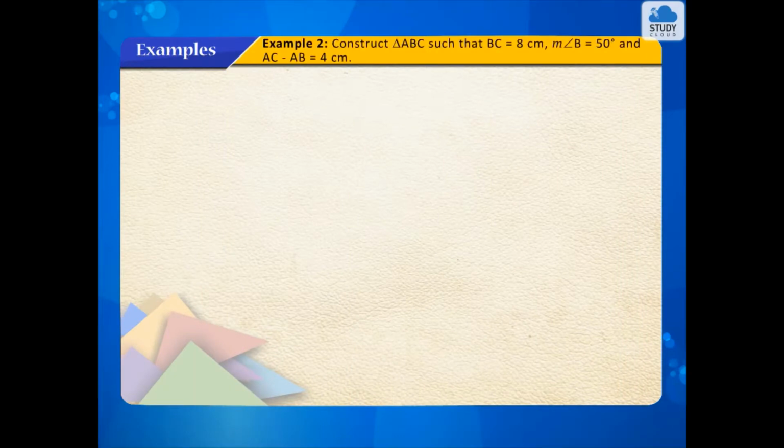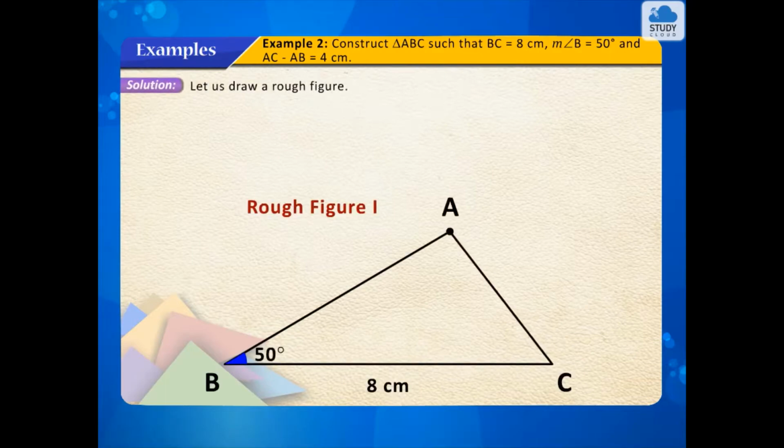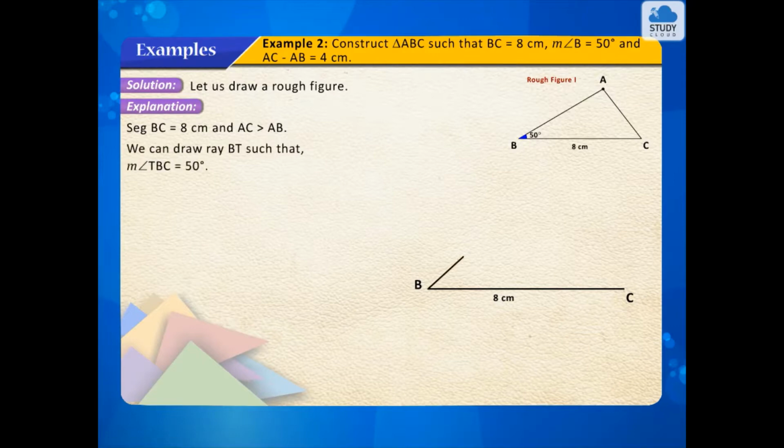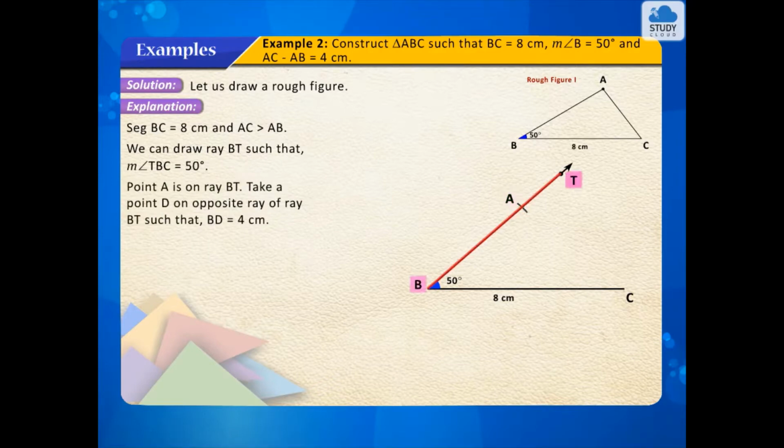Example 2. Construct triangle ABC such that segment BC is equal to 8 cm, measure of angle B is equal to 50 degrees, and segment AC minus segment AB is equal to 4 cm. Solution. Let us draw a rough figure. Explanation. Segment BC is equal to 8 cm and segment AC is greater than segment AB. We can draw ray BT such that measure of angle TBC is equal to 50 degrees. Point A is on ray BT.